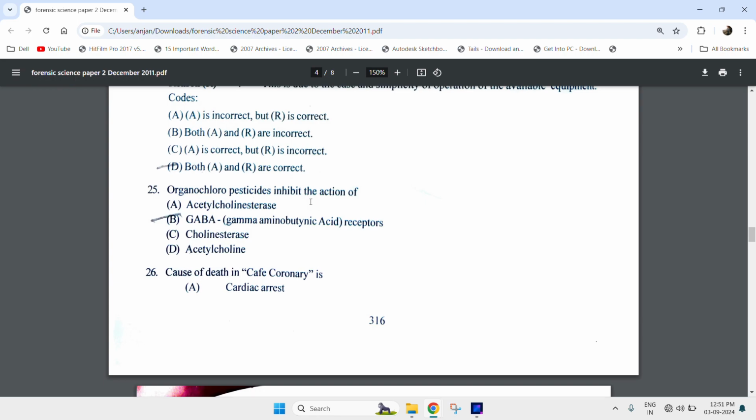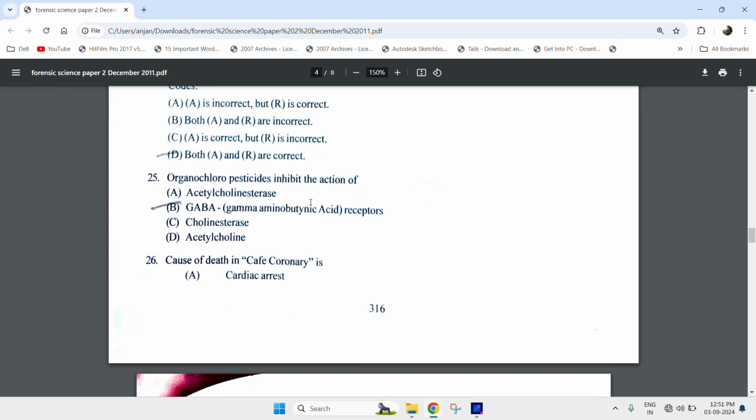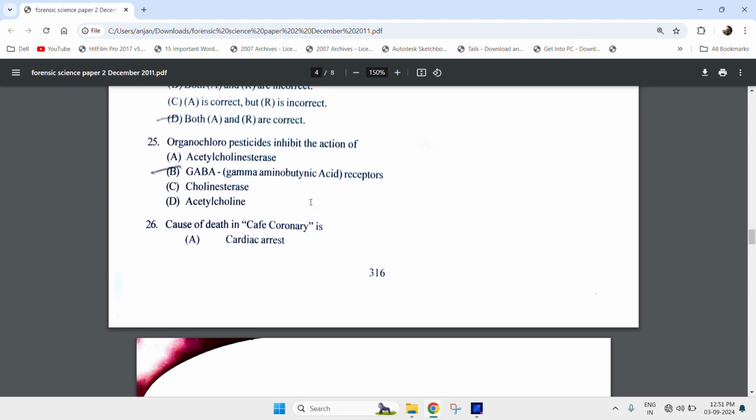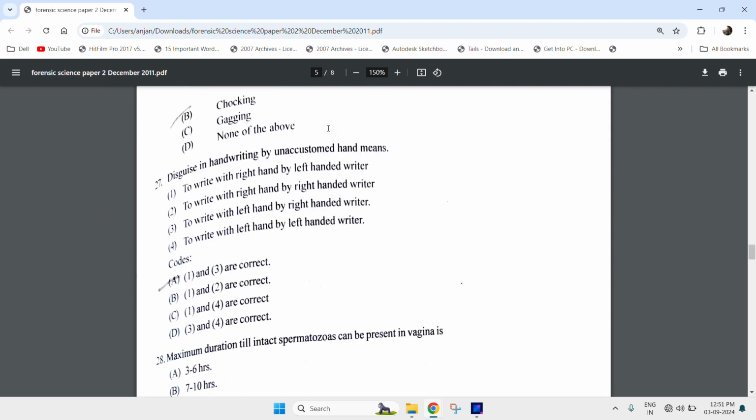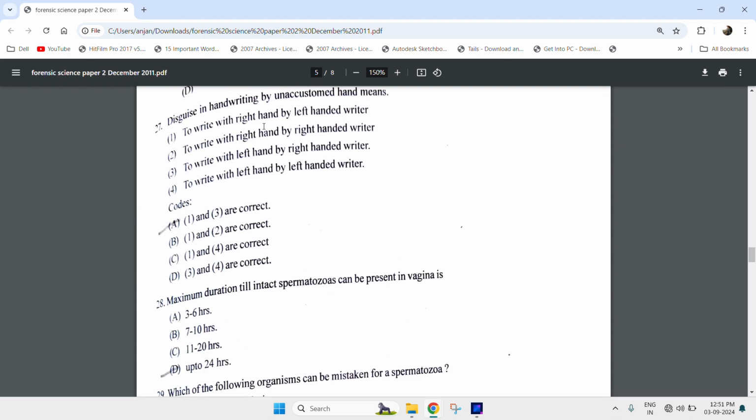Organochlorine pesticide inhibits the action of GABA, gamma aminobutyric acid receptors. Cause of death in cafe coronary is choking. Disguise in handwriting by an unaccustomed hand means 1 and 3 are correct: to write with the right hand by a left hand writer, to write with the left hand by a right hand writer.